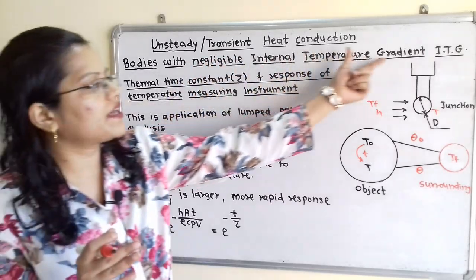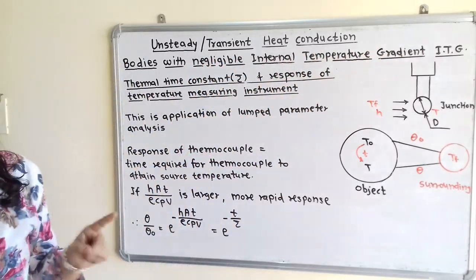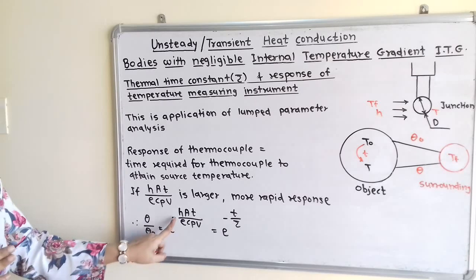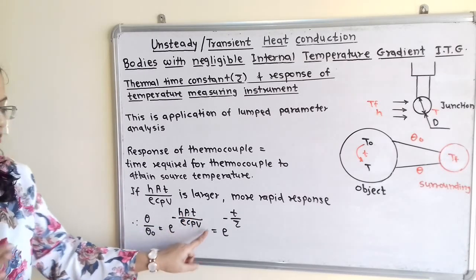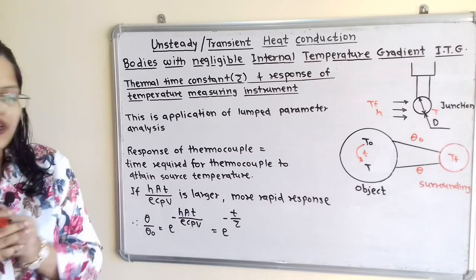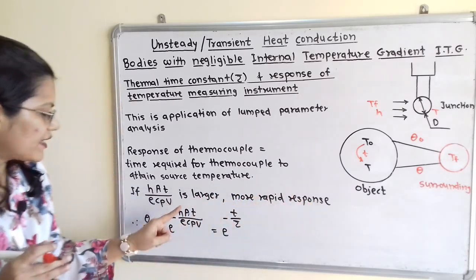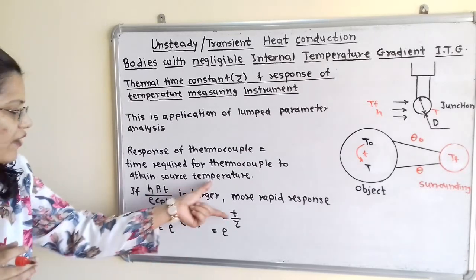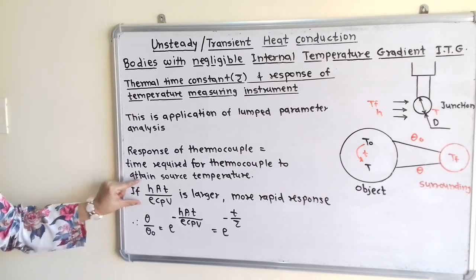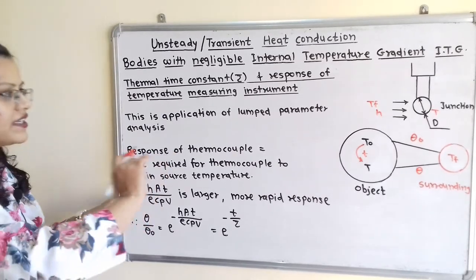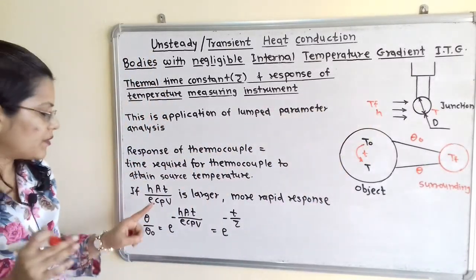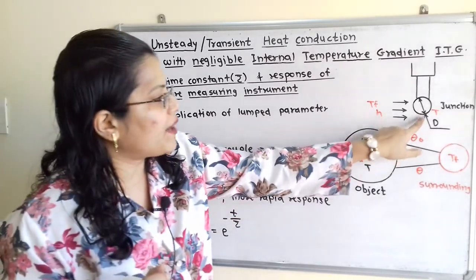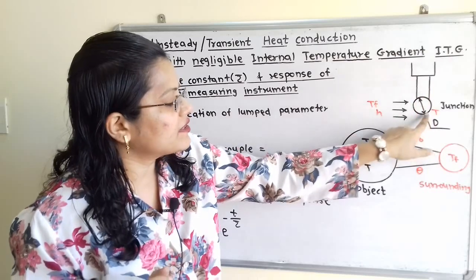Now when the internal temperature gradient is negligible, then for unsteady state we will use the formula theta by theta 0 is equal to e raised to minus hAt by rho CpV. So this is the formula that we use. The response is rapid when this value hAt by rho CpV is larger. So we have to always keep this value larger. For that we can say that h, the heat transfer coefficient, should be maximum and the volume should be minimum. So we can say that the diameter of the wire should be minimum.